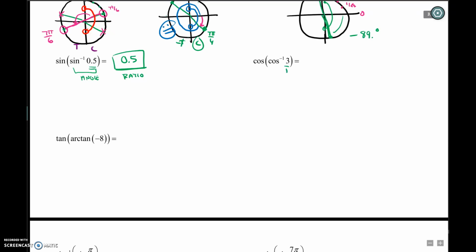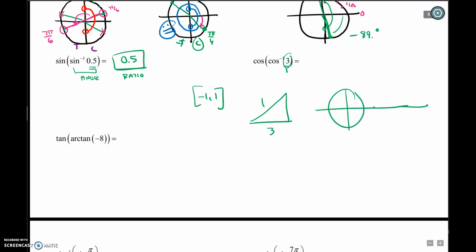However, there is one exception, and that would be this case here. If you take the inverse cosine of 3, well, the problem is that this is not a good ratio. The inverse sine and the inverse cosine have domains of -1 to 1. You can't have a sine ratio or a cosine ratio that is 3 over 1. Or in the unit circle, you can't have an x coordinate that is 3. It's out here, you know. So it's a bad ratio. So if these are bad ratios, then you have to say undefined.